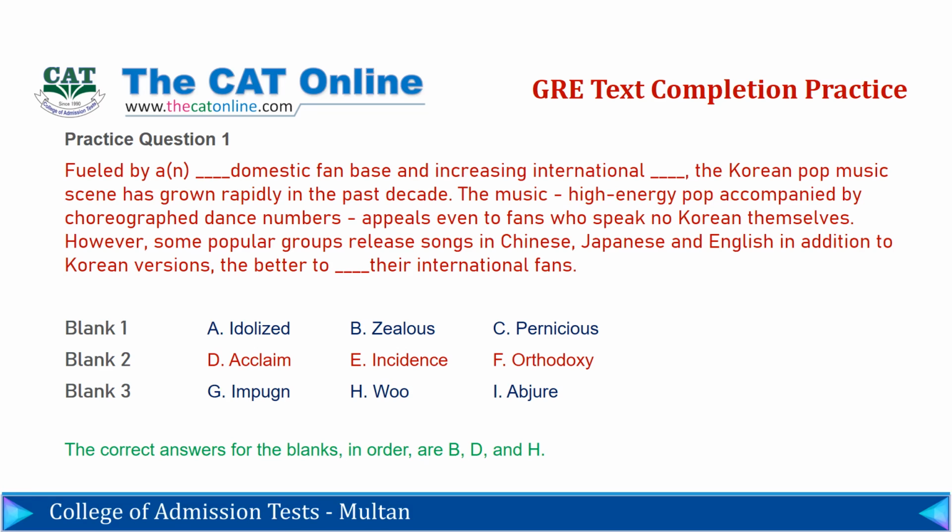For blank 2, again, grown rapidly tells you that this will be something good. The sentence draws a parallel between the domestic fan base and the international _____, so it's a good bet that this word will mean something like fan base or popularity. If you look at the answer choices, orthodoxy doesn't fit at all, so you can cross out F. Incidence is a word that you use to describe how often something happens, not how many people are involved, so E is also out. The only choice left is D, and acclaim does mean something like popularity, so this seems to fit.